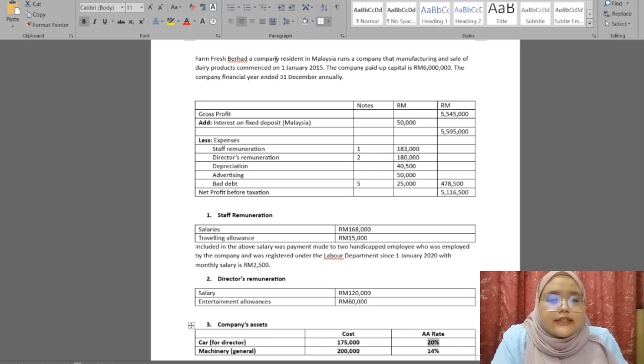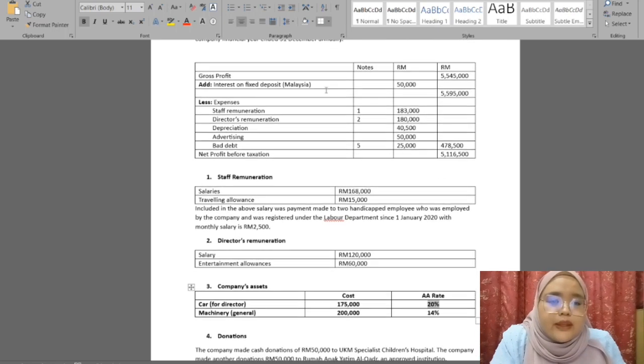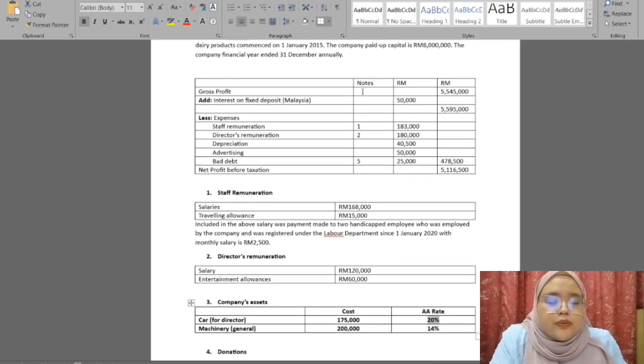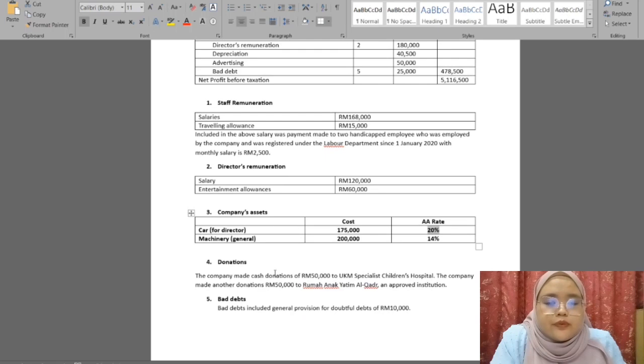Farm Fresh Berhad is a company resident in Malaysia that runs manufacturing and sale of dairy products, commenced on 1 January 2015. The company's paid up capital is 6 million. The company's financial year ends 31 December annually, and this is the profit or loss for the company, and below it are the notes to the account.